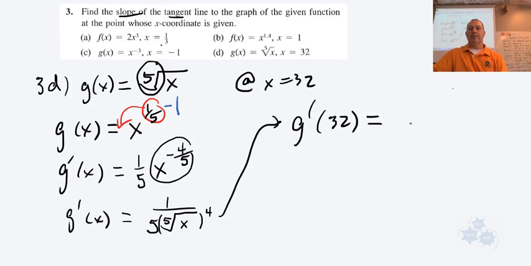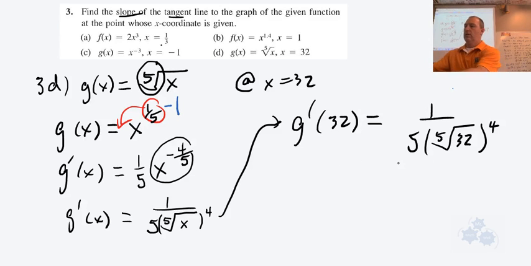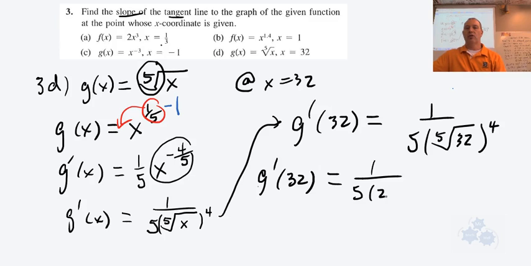So we've got 1/5 times the fifth root of 32. That's no problem. Right? Fifth root of 32, what's that? It's 2. All right, no problem. 1/5 times 2 to the 4. Okay, what's 2 to the power of 4? 16. What's 5 times 16? 1/80.